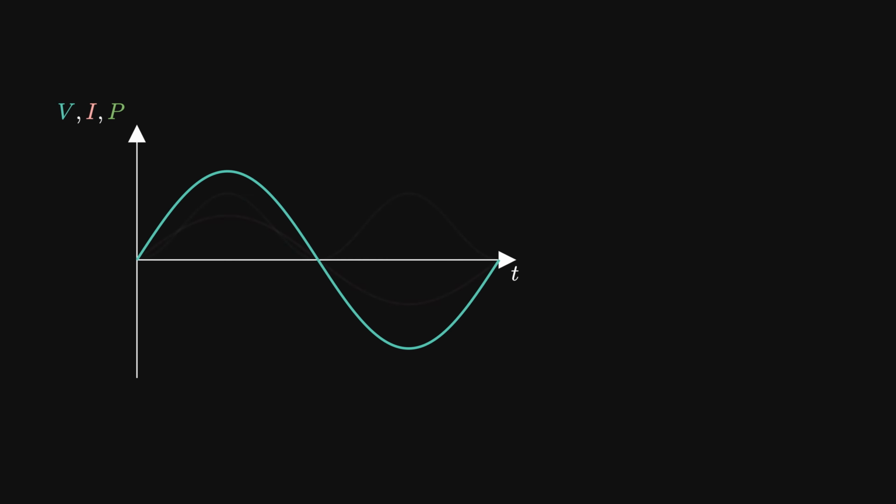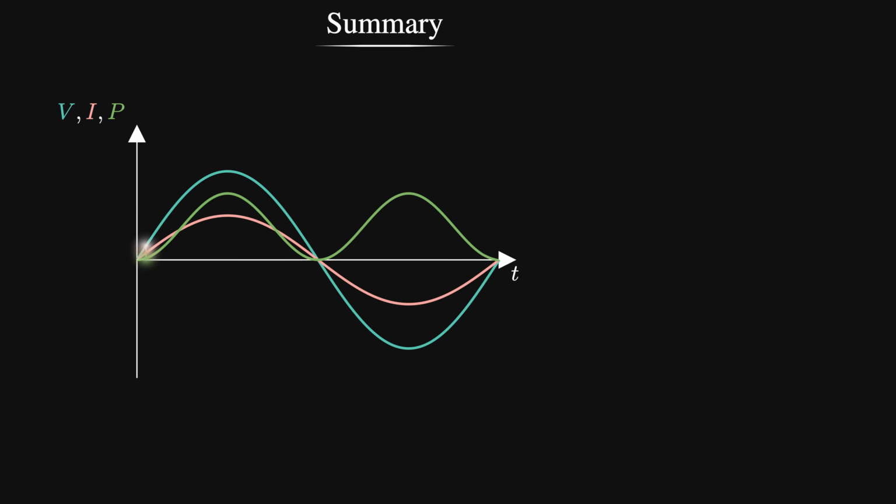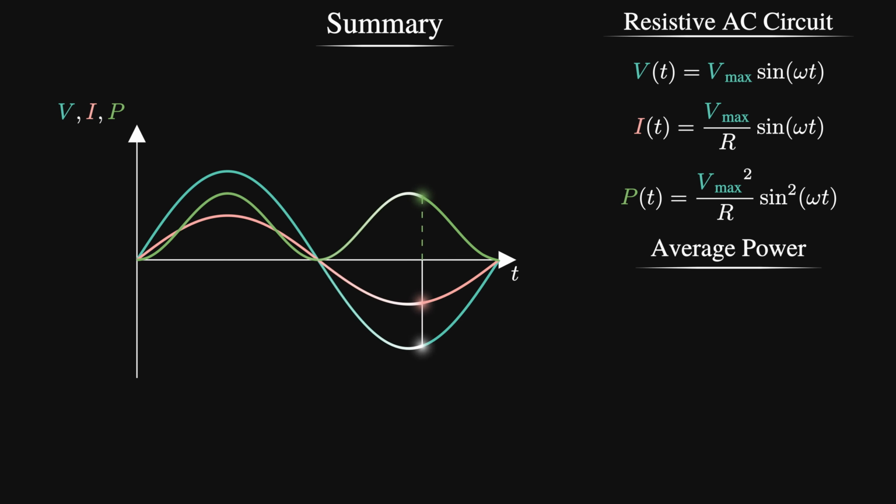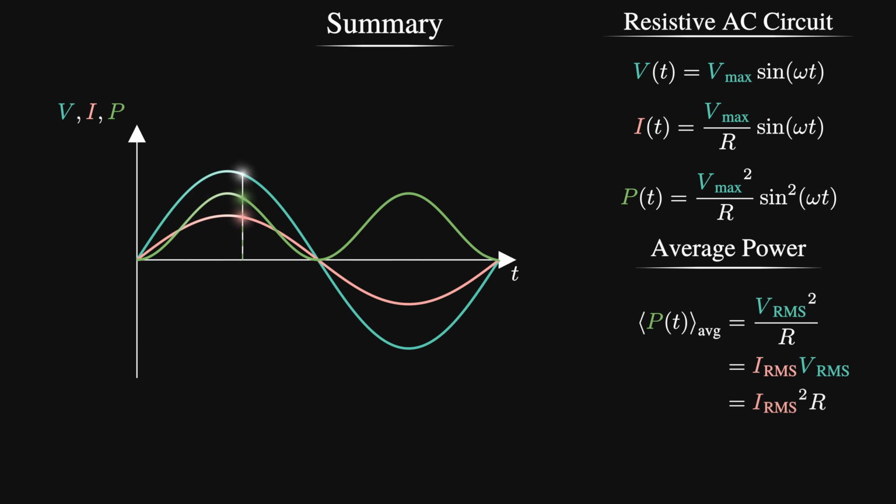So let's summarise what we've learnt. In a purely resistive AC circuit, the voltage, current and power all oscillate. But the instantaneous power isn't particularly useful on its own. So we calculate the average power, which has the exact same formulas as the DC power, as long as we use the RMS voltage and current, which are just the maximum voltage and current divided by square root 2.